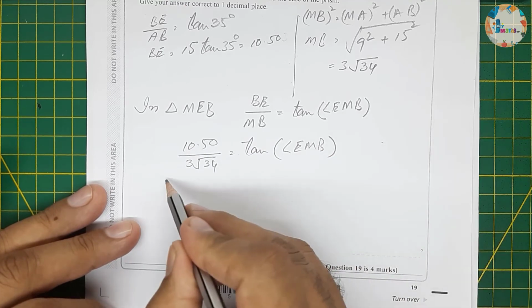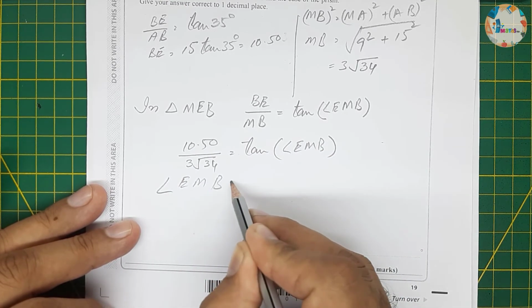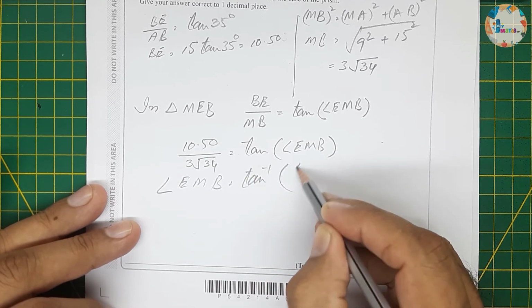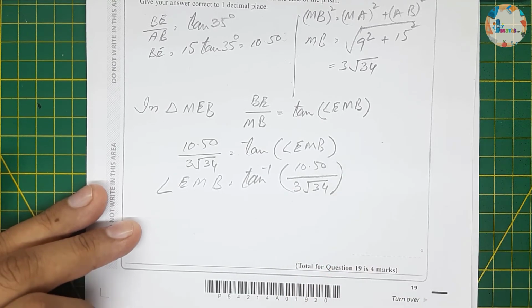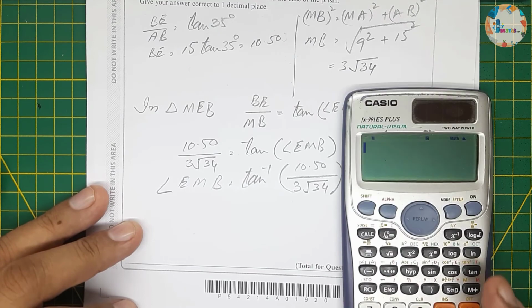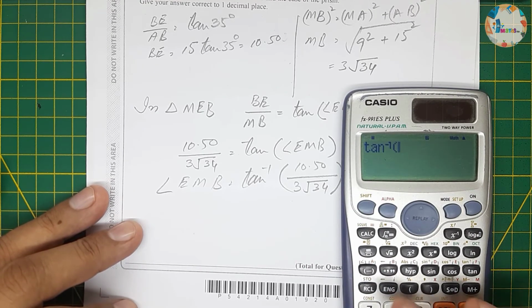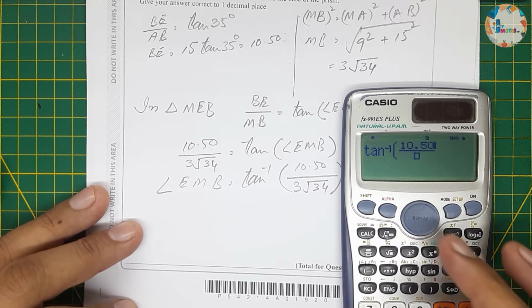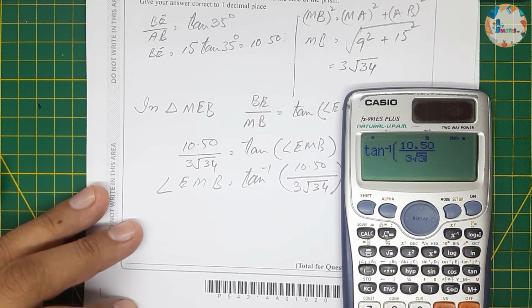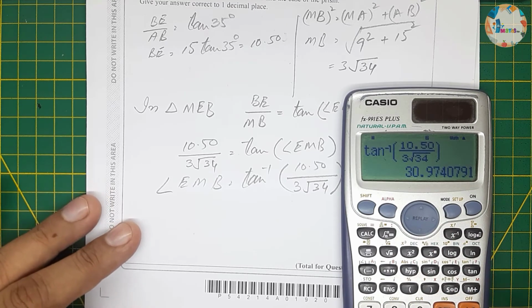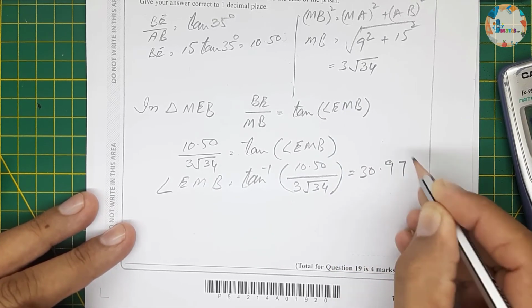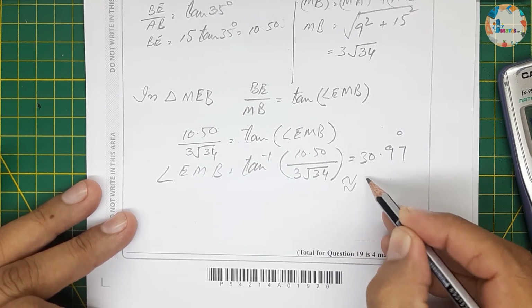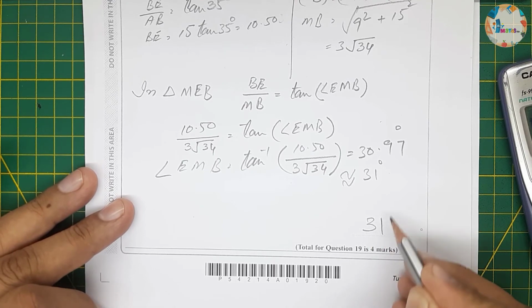Angle EMB will be equal to tan inverse of 10.50 divided by 3 root 34. And now we can calculate this. So this will be inverse tan of 10.50 over 3 root 34, and this will be equal to 30.97 degrees, and we can round it to 31 degrees. So our answer will be 31 degrees.